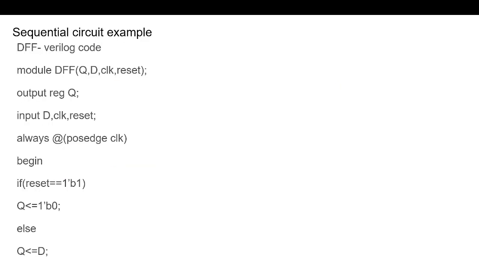The sequential circuit for D flip flop. So this is the D flip flop. D is the input, clock is another input, and if we are using reset, this is another input. Q is the output. We can also have Q bar, but in this code we are using only Q. So D, clock and reset are the inputs, Q is the output.